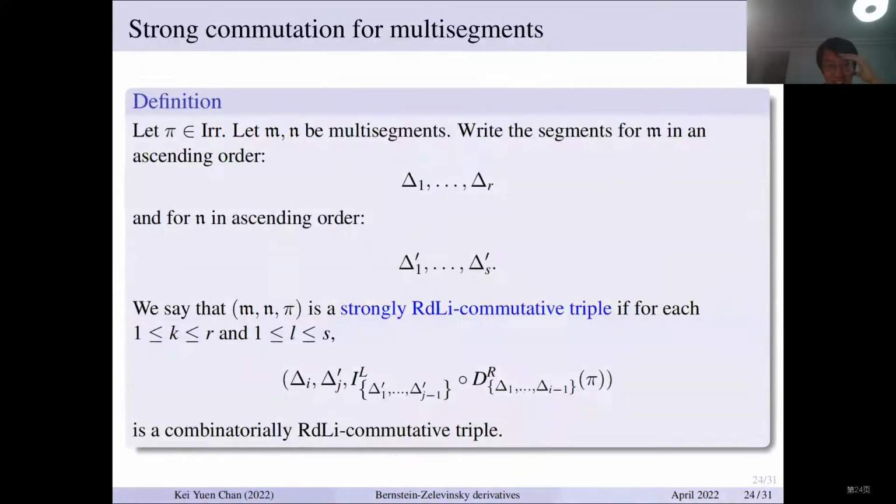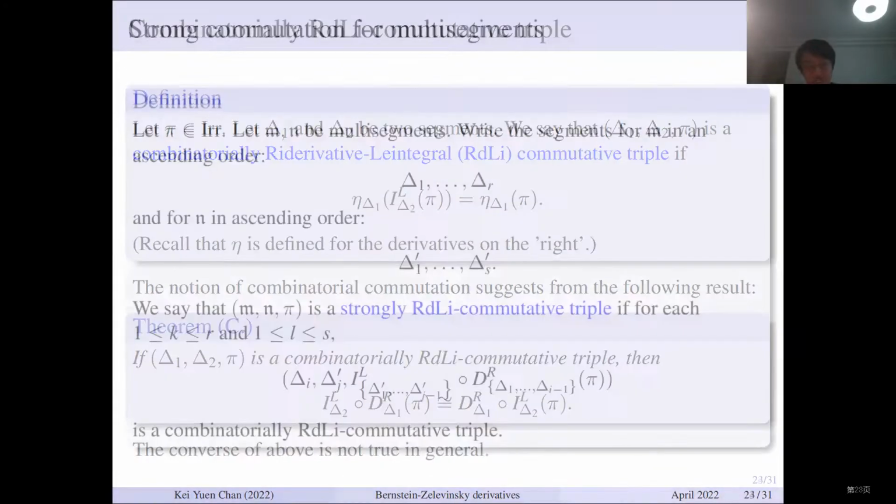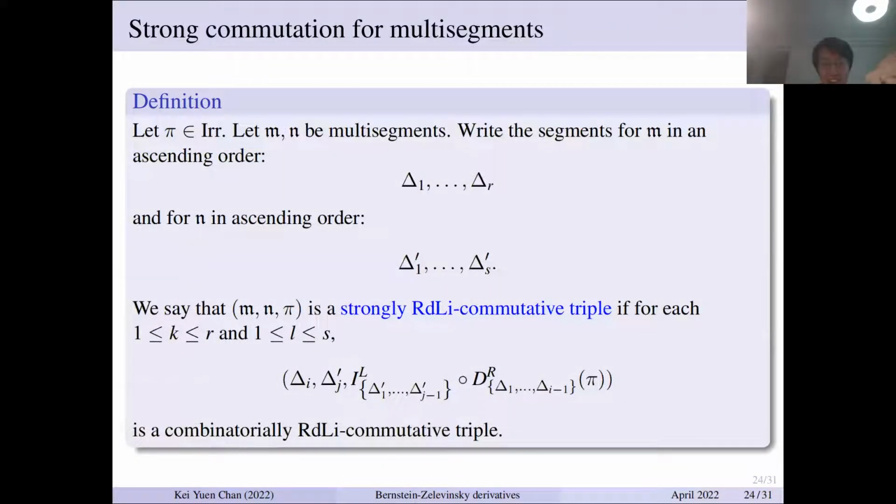Now we consider a sequence. Here we just did one segment, so we consider a sequence here. Then M is in ascending order, delta 1 up to delta R, and N is also in ascending order. But one is for the derivative, the other one is for the integral. So in the multi-segment case, M, N, pi is called a strongly RDLI commutative triple.